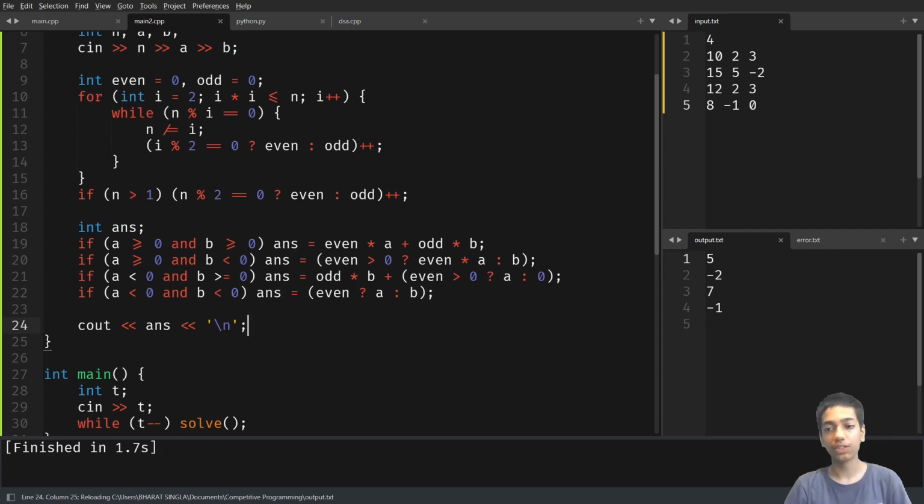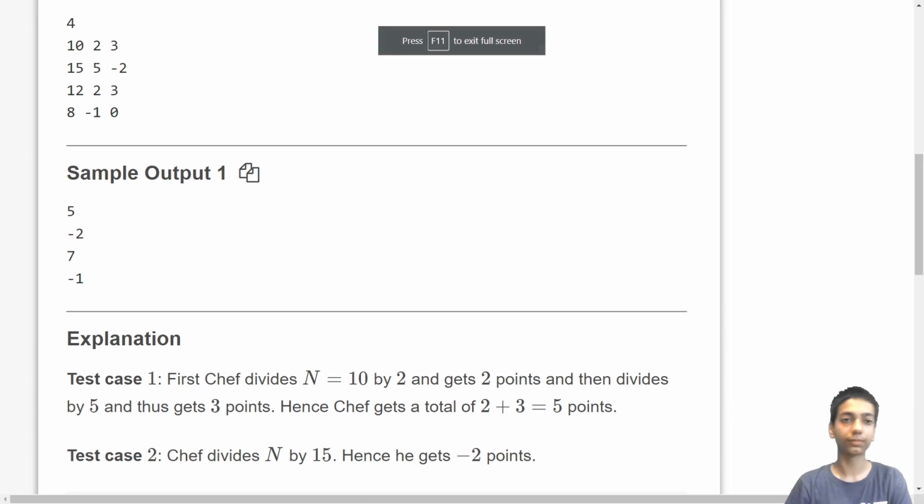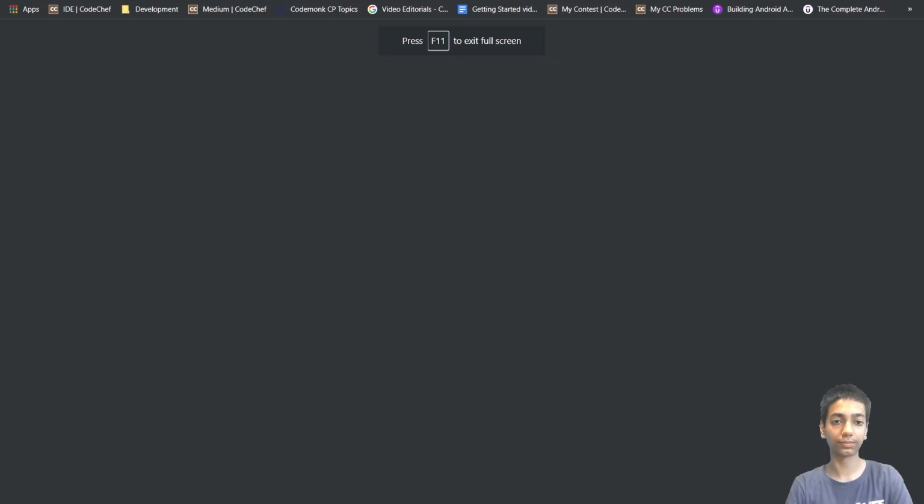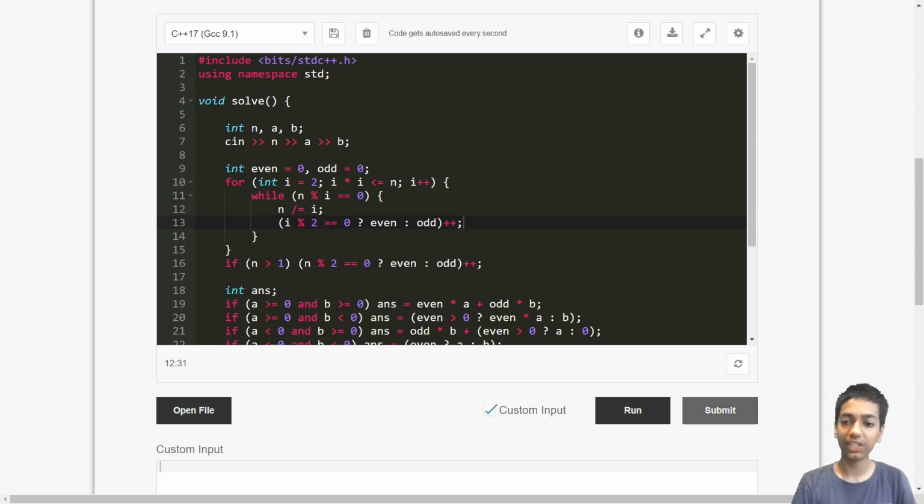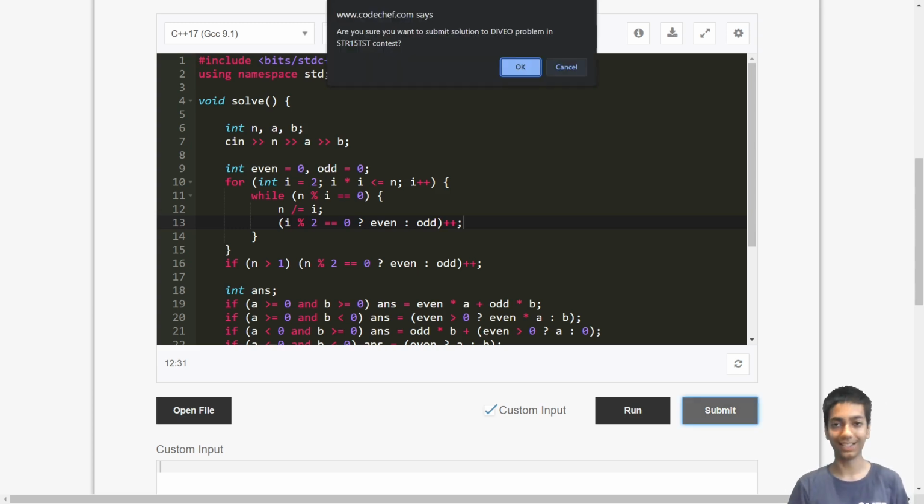So I get 5, minus 2, 7, minus 1. That seems correct. So let's quickly submit the code. Right, so I have already pasted it. Now let's hit the submit button and hope for an AC.